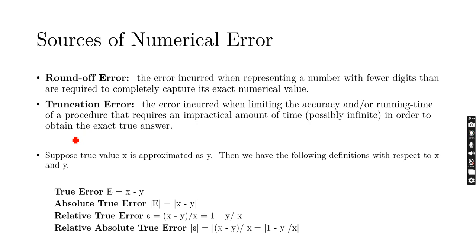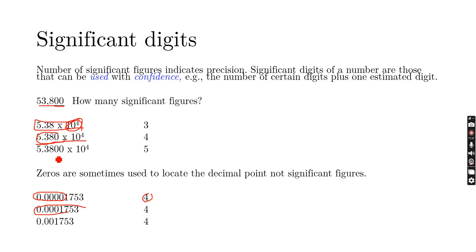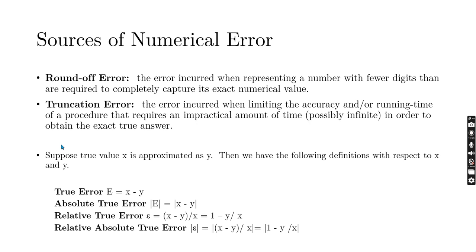So now let us see what the sources of error are for our approximation. We have two sources of error: round off error, which is the error incurred when representing a number with fewer digits than are required to completely capture the exact numerical value. Suppose the number is 5.3801 and I only write it as 5.380 into 10 to the power 4, so I have lost the last significant digit. That information is lost now. That is called my round off error.